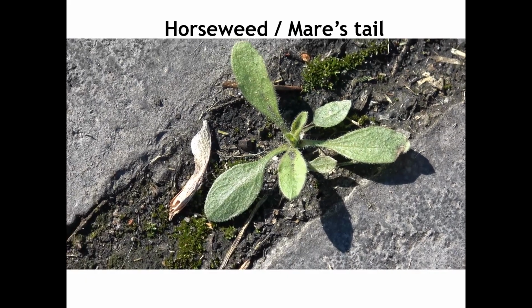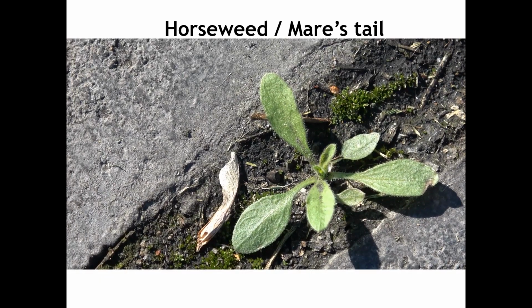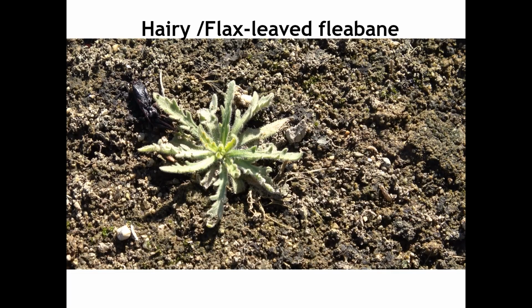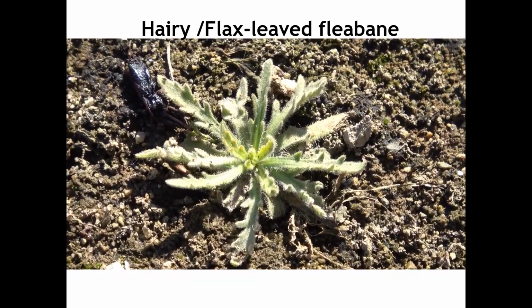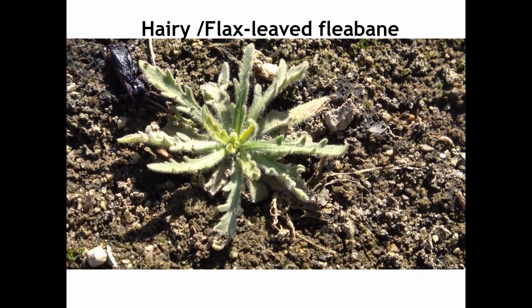Here is a video of a horseweed seedling, and you can see the club-shaped leaf with very little serrations, as opposed to fleabane, which is more serrated, has more elongated leaves, and you can see that it's also less green in color than the horseweed. Horseweed, by the way, is also referred to as mare's tail in some parts of the state.